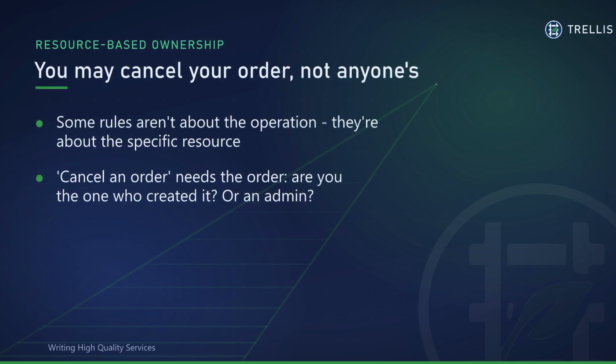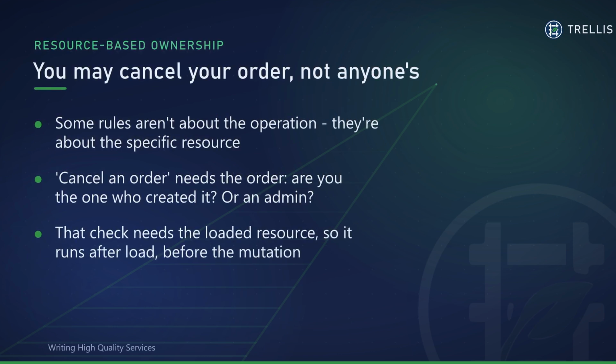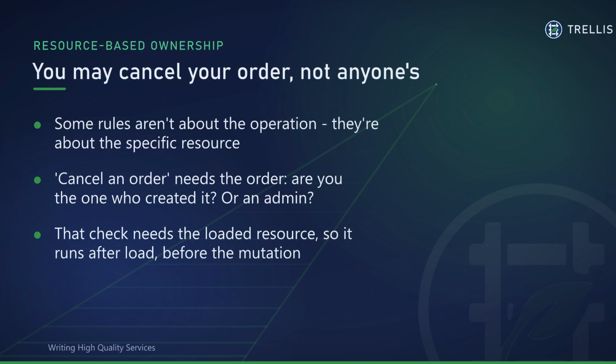This check runs a little later than the permission gate, after the resource is loaded and before it's mutated. Two layers, in order. The cheap permission check first, and then, only for the operations that need it, the ownership check against the loaded resource.